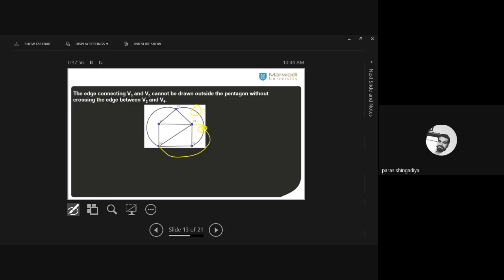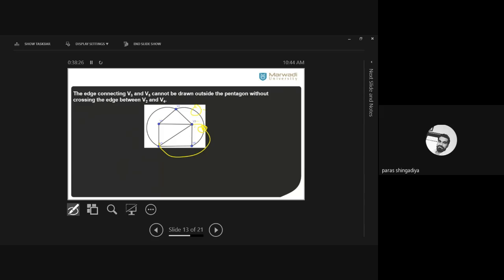So what choice do we have now? We can connect V3 and V4, V5 by the inside of the region, inside of the pentagon, without crossover. Still there is no intersecting between any two edges, and one connection is remaining to make a K5. Which one? V1 to V4.